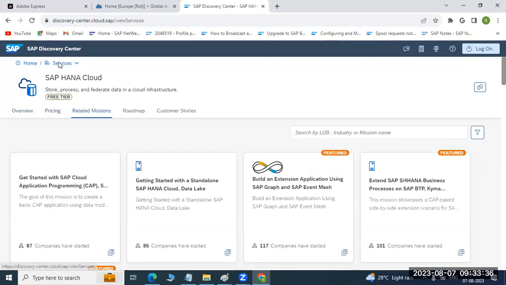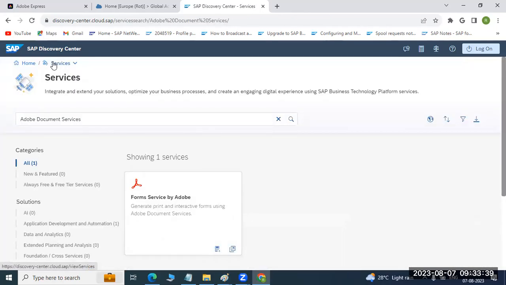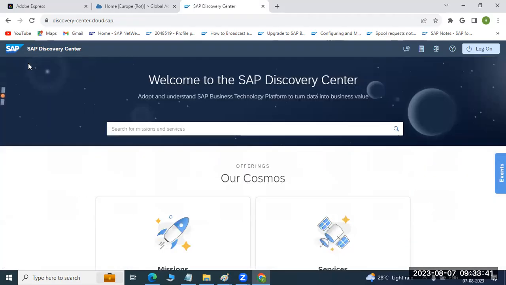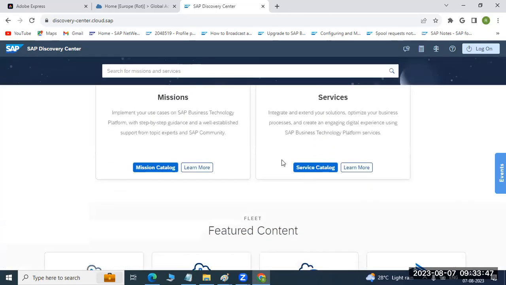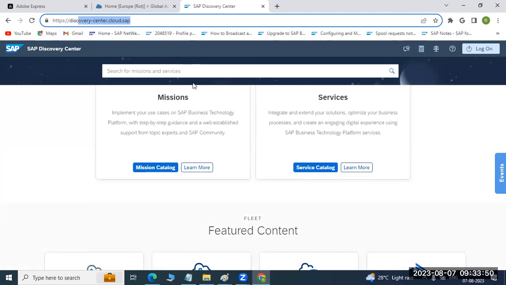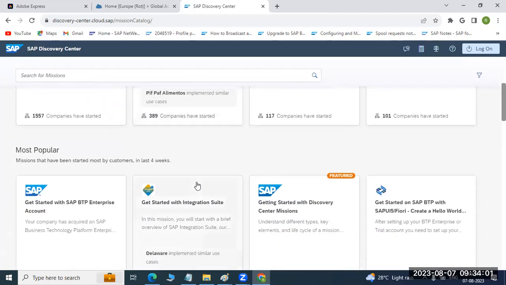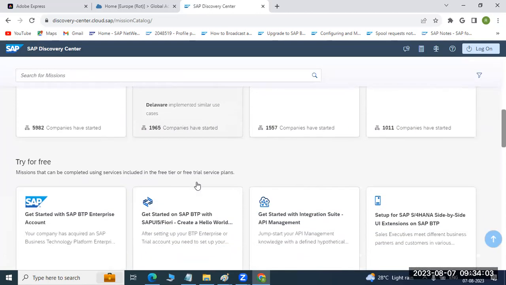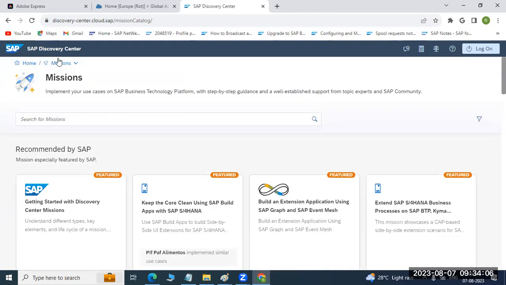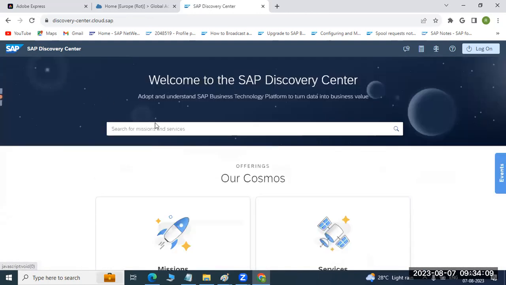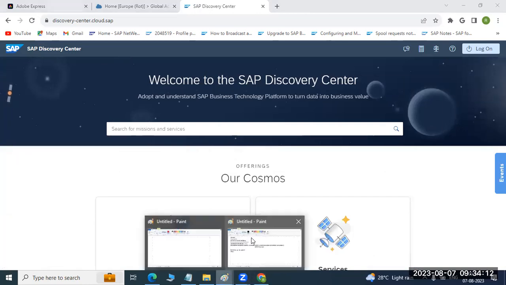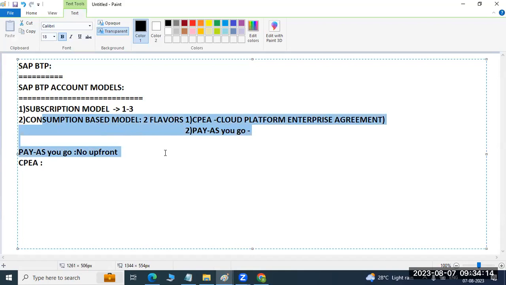The only thing is you need to get hands-on with the SAP Discovery Center. Whatever new services come into SAP, all those new services are available here in the SAP Discovery Center. Then you can log in and add it to your account. It is available in your account within a fraction of minutes. So that is how to discover and subscribe to services, and what the account models, pricing models and consumption-based models are.